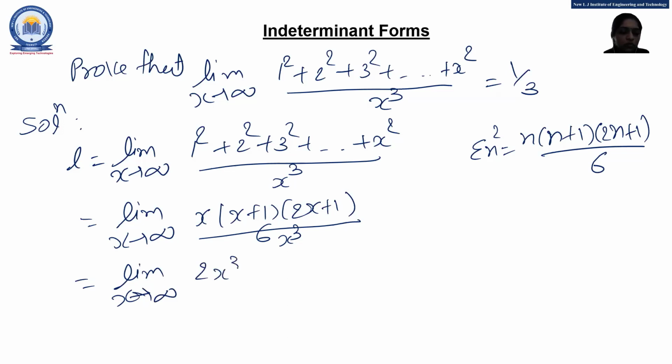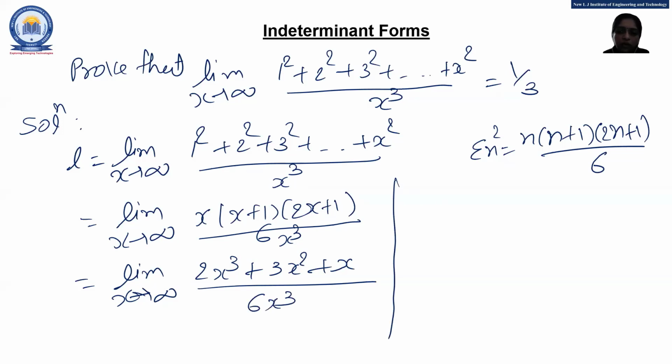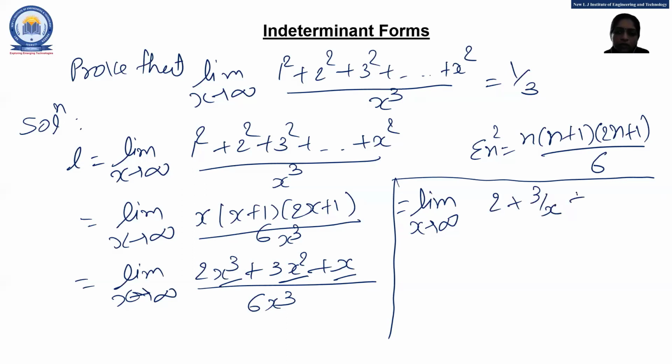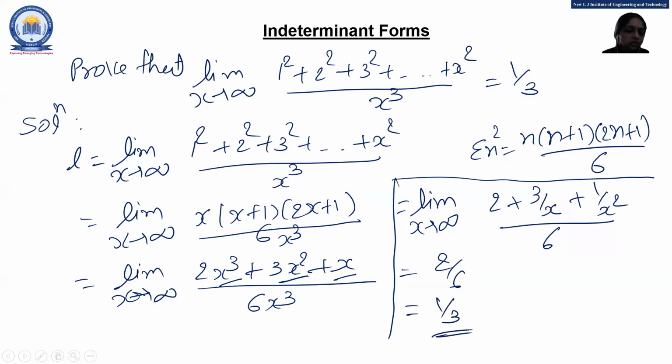Here we have 2x cube plus 3x square plus x upon 6x cube. So if I take x cube common from the numerator, then x cube will be cancelled with this denominator, right? And our answer is 2 plus 3 upon x plus 1 upon x square, by 6. So after applying limit x tends to infinity, my answer is 2 by 6, and that is 1 by 3. So my final answer is 1 by 3.